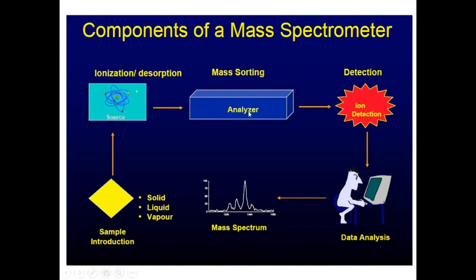Then the analyzer. The analyzer sorts the molecules based on their mass-to-charge ratio. We will see this later in detail. The third part is the detector, which detects the molecules in the mass spectrometer. In mass spectrometry, samples like solid, liquid, or vapor can be introduced into the ionization source, followed by the analysis and detection of the chemical substance.